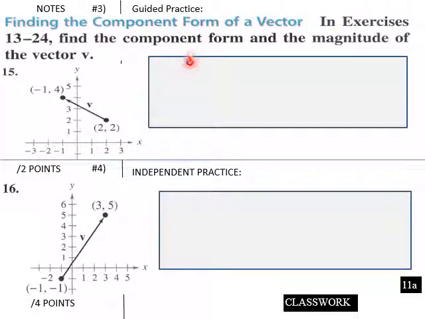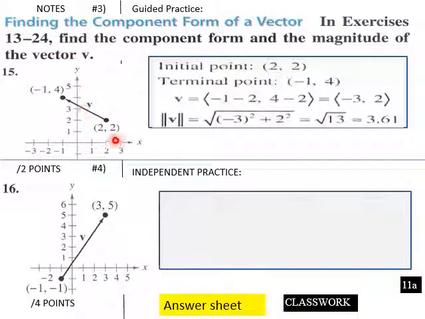So let's try one. In exercises 13 through 24, we've got 15 and 16. Find the component form and the magnitude of the vector v. So here's our vector for 15. For 16, here is your diagram of that vector as well. Up here for 15, the initial point is 2, 2. Our terminal point is -1, 4. So to find our v, we have -1 minus 2, and then 4 minus 2, which will give us -3, 2.